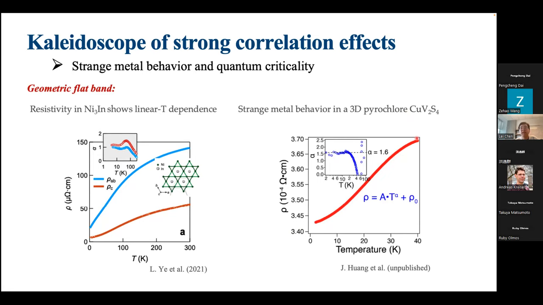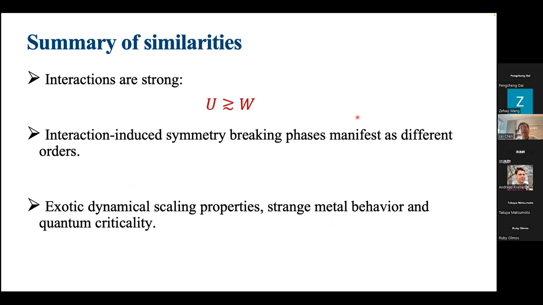Here is the summary of the similarity between these two systems. Number one, both of them can be regarded as strongly correlated systems, in the sense that the interaction is larger than at least some of the bandwidths of your bands. There are a lot of experiments that have observed different types of orders induced by the strongly correlated effect. And also in both types of systems, exotic dynamical scaling behaviors have been observed, including strange metallicity as well as quantum criticality. All these similarities give us the hint that there may be some generic picture to understand these two types of systems on the same ground.